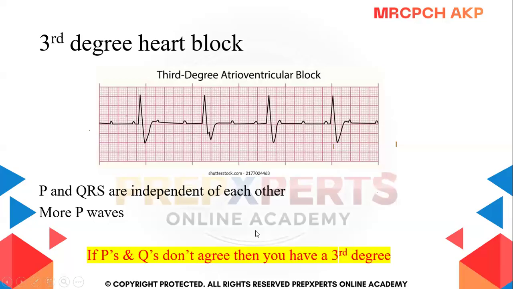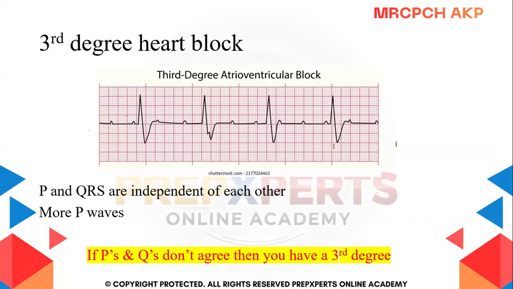There are more P waves. कोई पैटर्न आपको समझ में नहीं आएगा. And so that's how you know that आपको जैसे वहां पे समझ में आ रहा था कि after every 2 P wave you are going to get a drop in the QRS. But here there is no association. इसको हम AV dissociation भी कहते हैं.